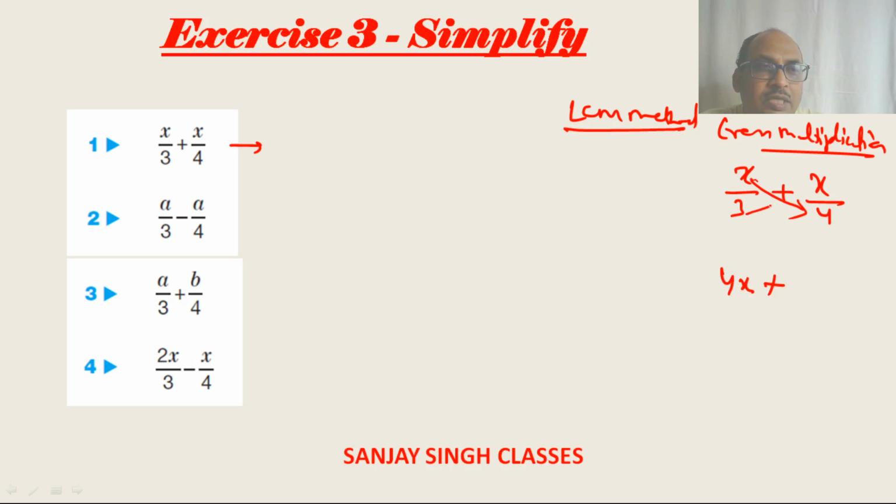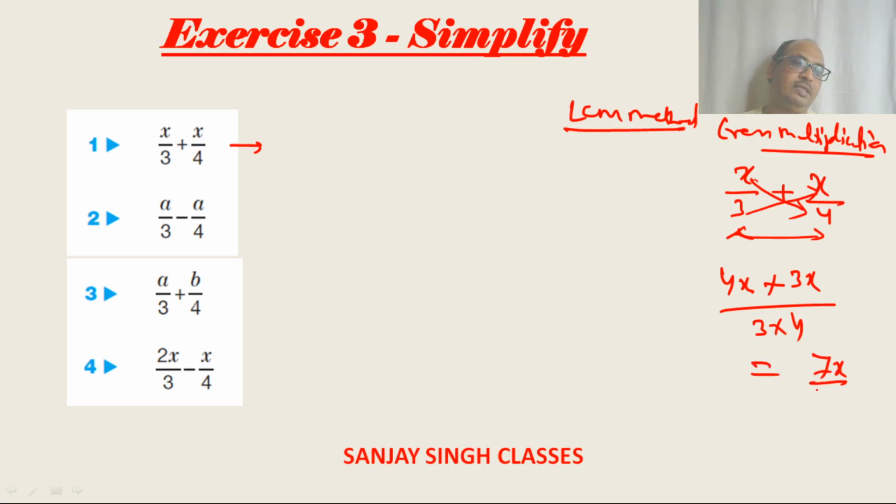step is to multiply this one. So it will become 3x, and divided by, in the denominator, we will multiply both denominators. So 3 into 4. And it has given to us 7x by 12. When we are going to find LCM, the LCM of 3 and 4 is 12 only.